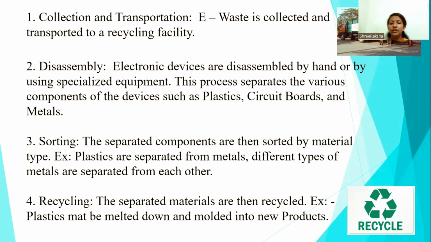Sorting. The separated components are then sorted by material type. Example, plastics are separated from metal. Different types of metals are separated from each other. Next one is recycling. It is an important step. It involves the separated materials being recycled. Example, plastic that has been melted down and molded into a new product.